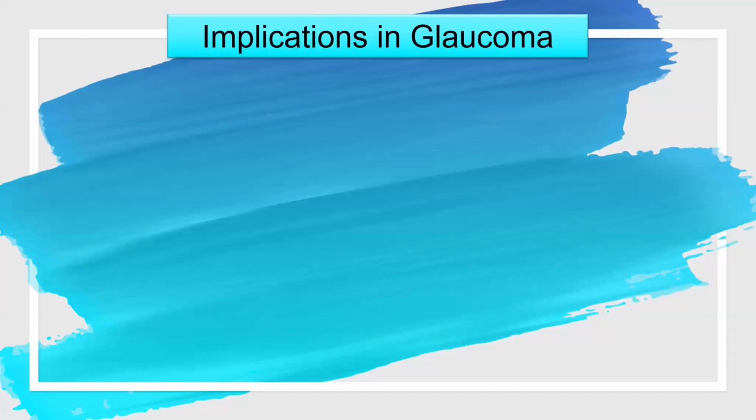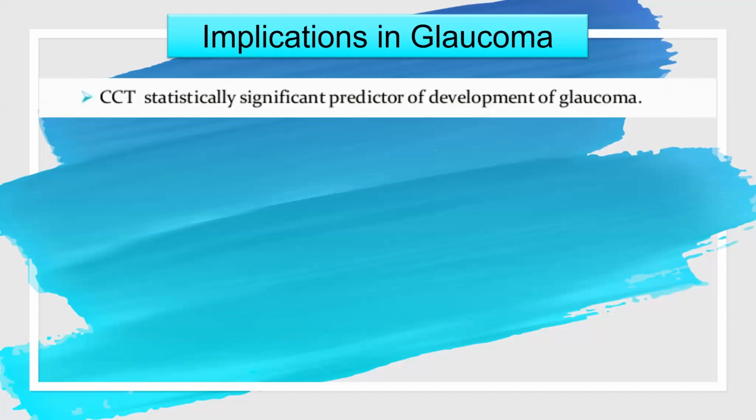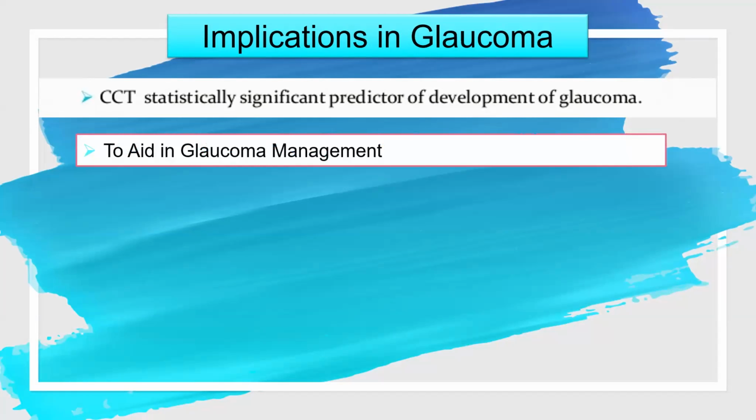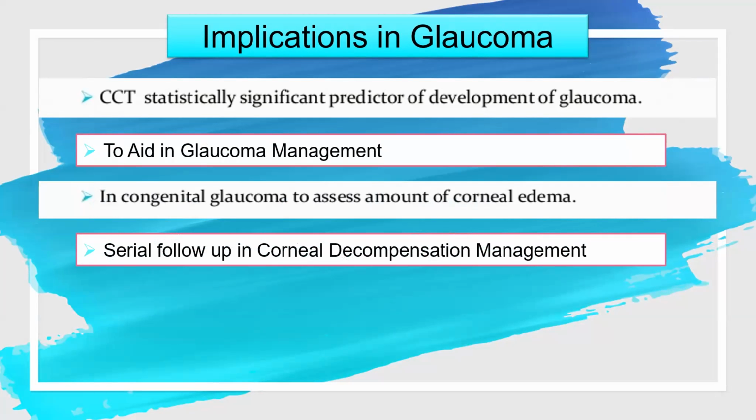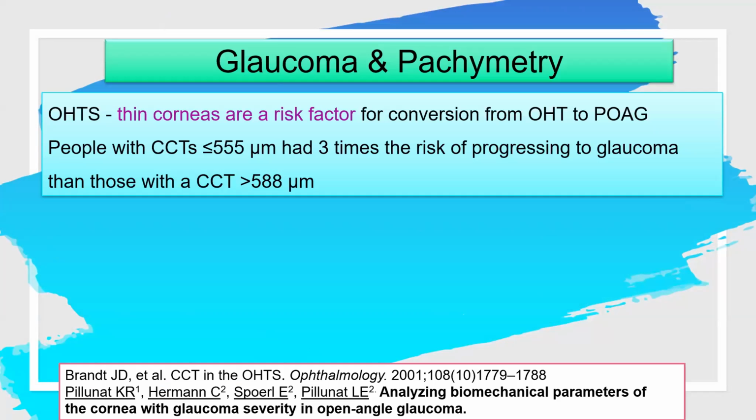Now coming to the role or implications of central corneal thickness in patients of glaucoma. We have understood that corneal thickness is a significant predictor of the development of glaucoma and it aids in glaucoma management. In congenital glaucoma also, we need to assess the corneal thickness to assess the amount of corneal edema, and then there is serial follow-up of patients with corneal decompensation.